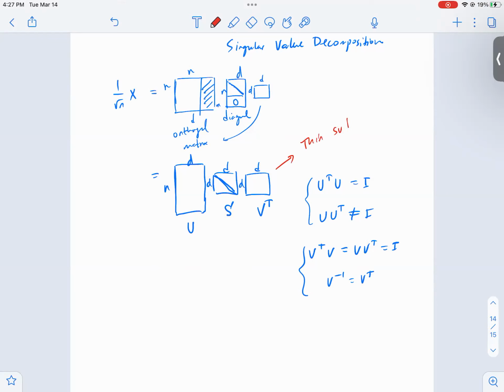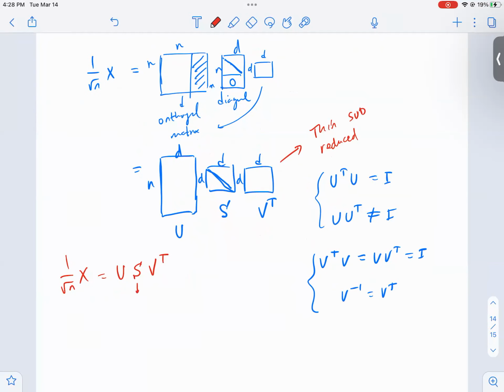In the reduced SVD, in the end I have 1 over root n X, which is U S V transpose. This is the way you usually write it. U, V and S are special matrices. For U, the columns are orthonormal, which means the columns are orthogonal and normalized to have unit L2 norm. Similar for V, and S is diagonal. I'm going to write S as diag(S_i), i from 1 to D. What this means is that it's a diagonal matrix with S1, S2, up to SD.